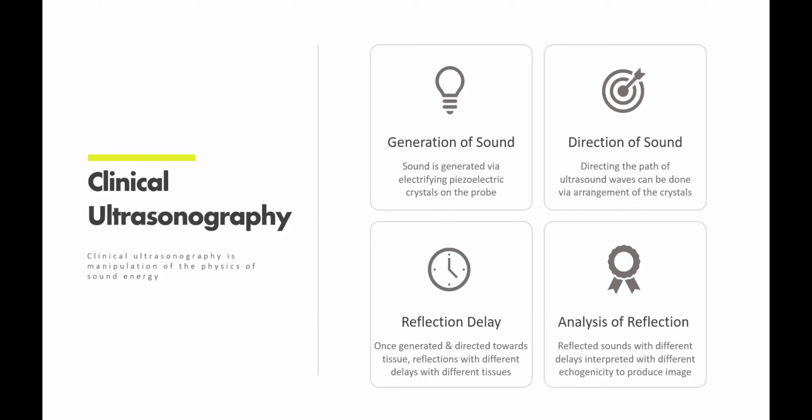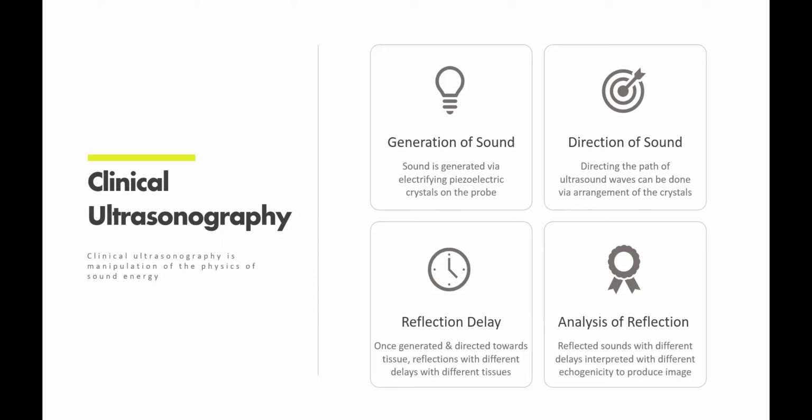And once the ultrasound hits the tissues, there will be reflections in different tissues. Okay, so the sound will be reflected back towards the probe, and there will be a reflection delay, because tissues in our body have different densities and different makeup, water, solid, and so on. So once the sound is directed towards the tissue, the reflections, with different delays from different tissues, will come back to the probe, and the probe will receive it for analysis of reflection.